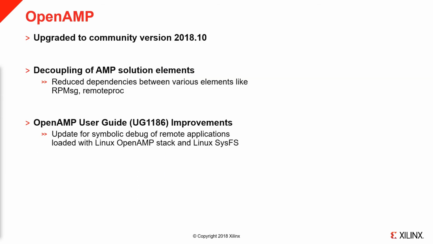In terms of OpenAMP, we have upgraded our stack to community version 2018.10, which was released in October at github.com/openamp. This update allows us to take advantage of a number of improvements made by the community to decouple components based on RP message and remote proc. In addition, the Xilinx OpenAMP user guide UG 1186 has been revised to provide more detailed examples and information related to debugging, including debug of remote applications loaded via the sysfs on Linux.